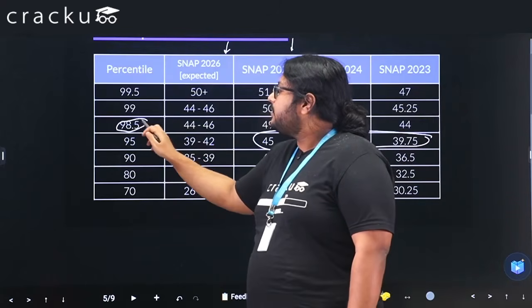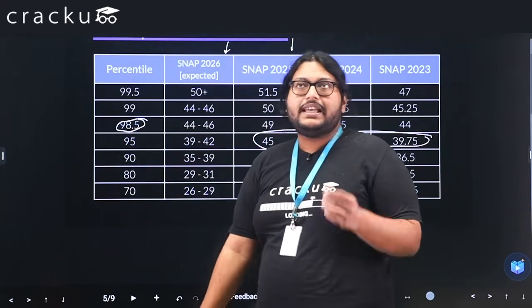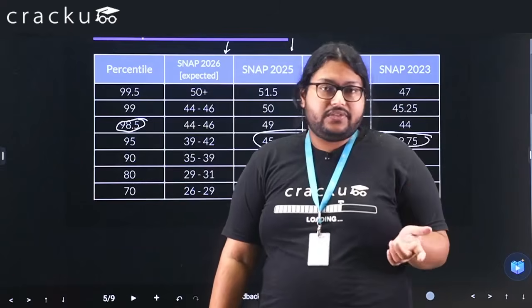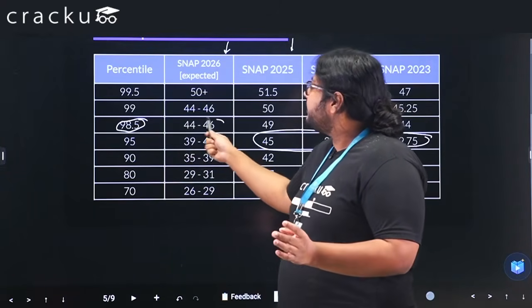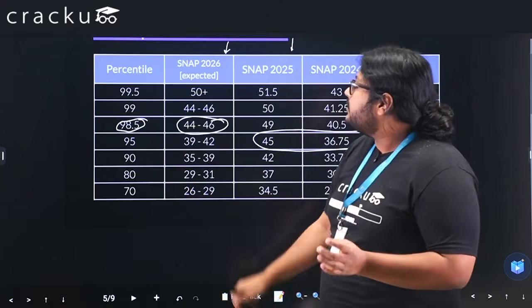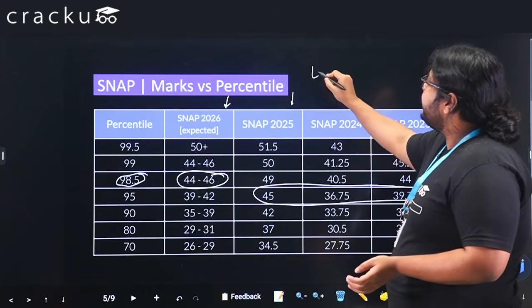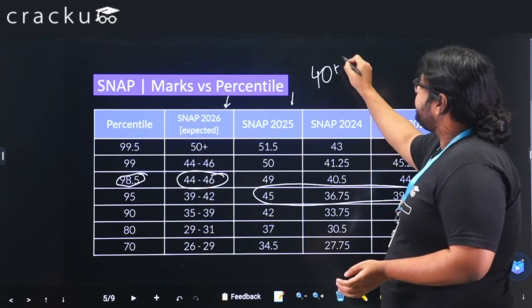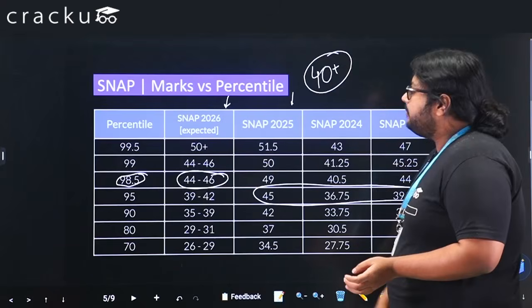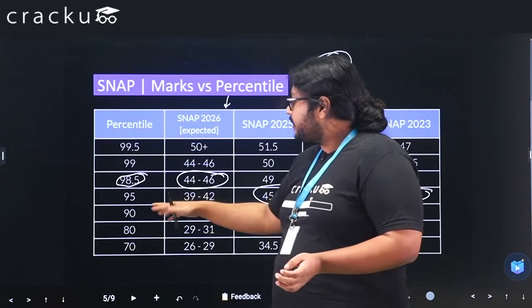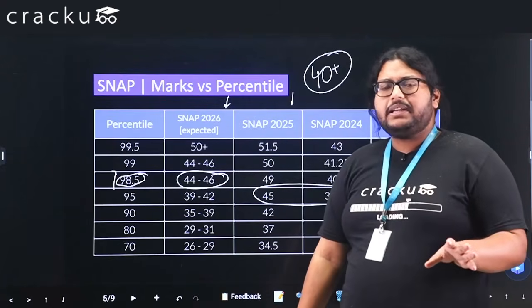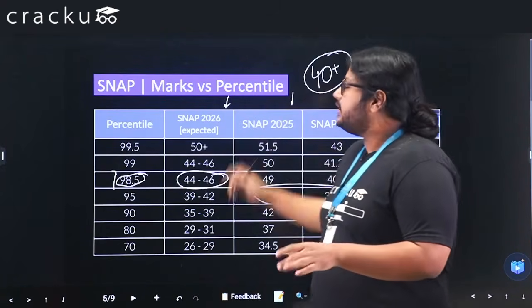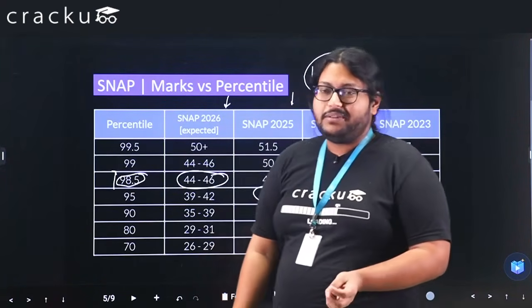98.5 actually becomes an important score here because for SIBM Pune, for the interviews and all, the cutoff is 98.5, and for that you need somewhere around 44 to 46. So a safe score in SNAP would be somewhere around 40 plus. If you're scoring around 40 plus, you'll basically ensure you are north of 95, which would ensure that even if not SIBM Pune, you'll get calls from other colleges through SNAP.